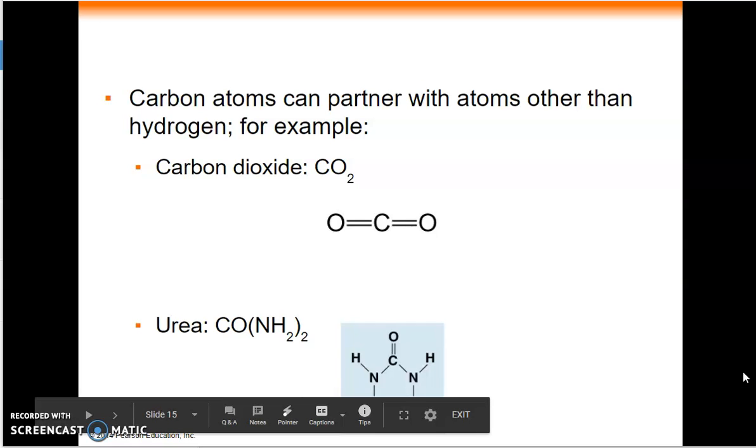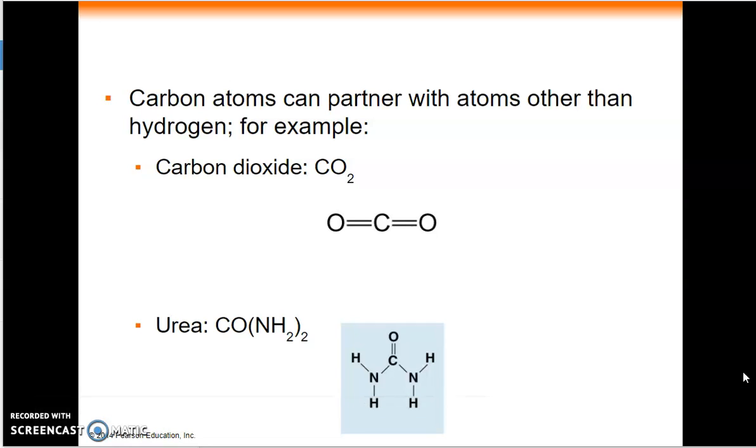Carbon atoms can partner with atoms of other things besides hydrogen, for example, CO2. In carbon dioxide, or CO2, 1 carbon atom forms 2 double bonds with 2 oxygen atoms. In the structural formula, oxygen is double bonded to carbon, which is double bonded to oxygen. Each line represents a pair of shared electrons. This arrangement completes the valence shells of all the atoms in the molecule. That makes them all happy atoms.